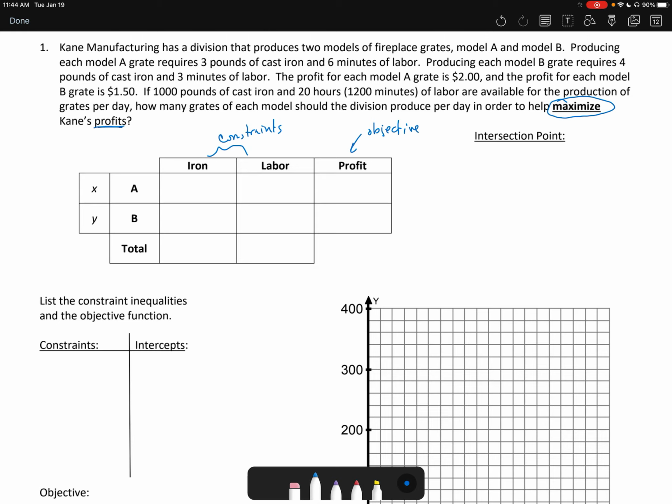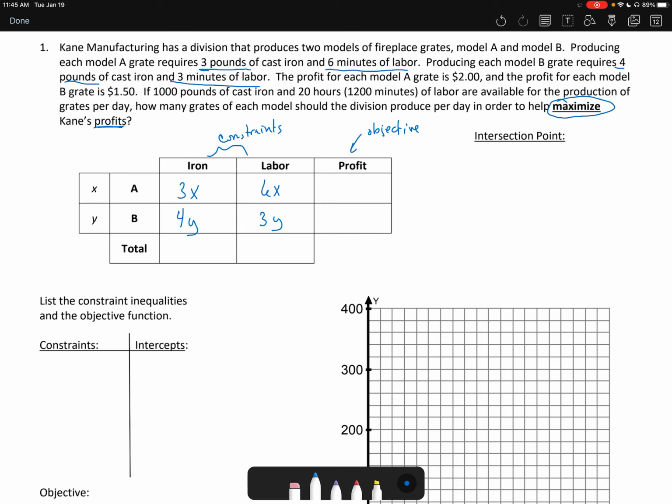So we have each model A grate requires 3 pounds of cast iron and 6 minutes of labor. So if we're looking at model A, we would have 3x here, and how much labor? 6x. They both get x's because they're both dealing with model A. Producing each model B grate requires 4 pounds of cast iron and 3 minutes of labor. So these are going to have y's. So 4 and 3.